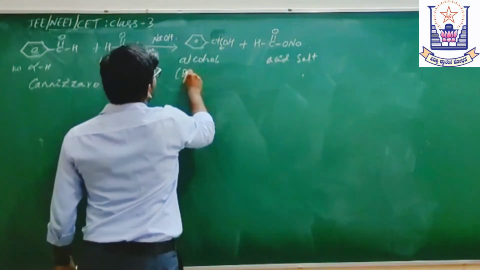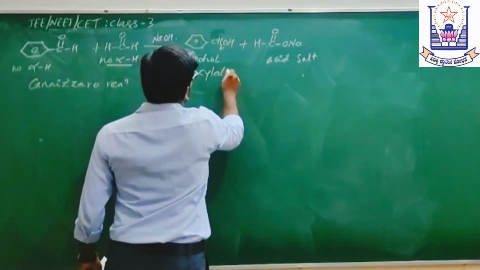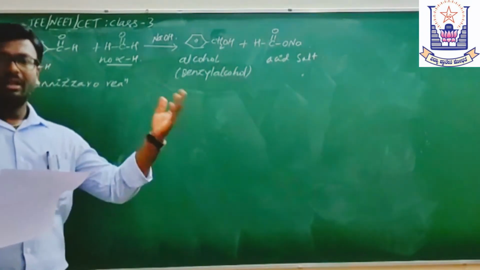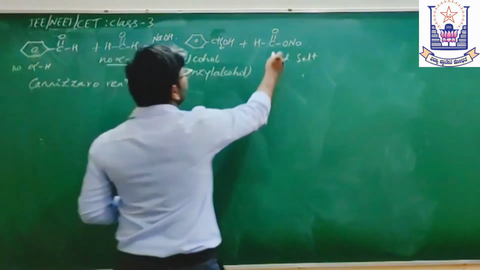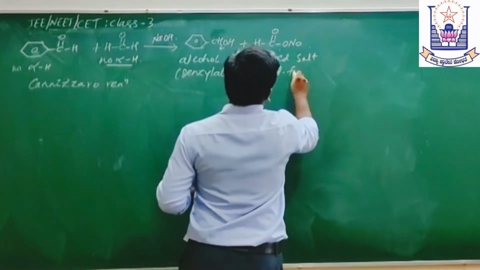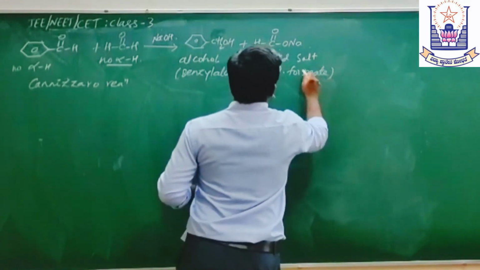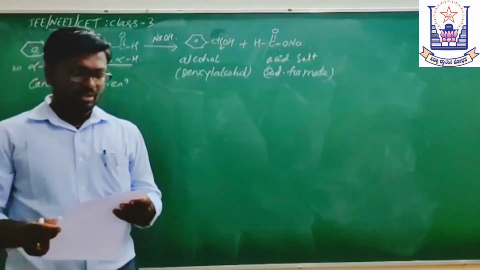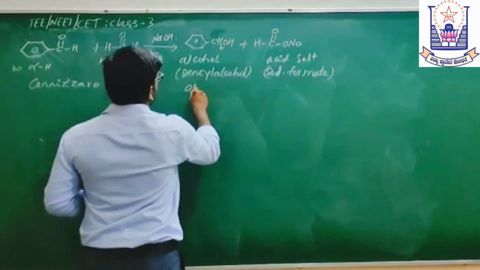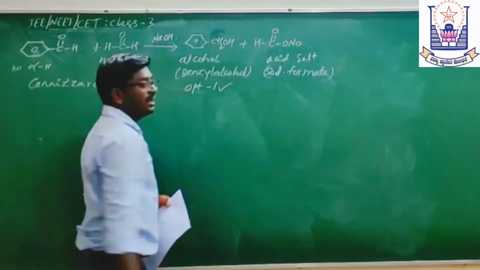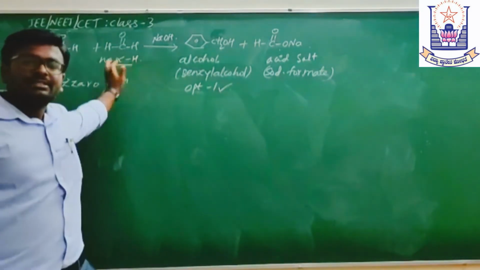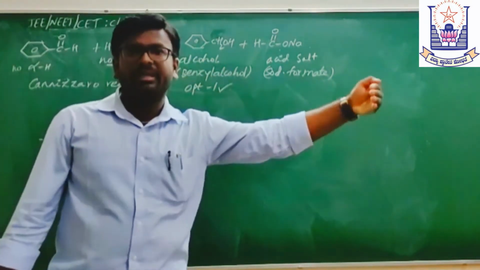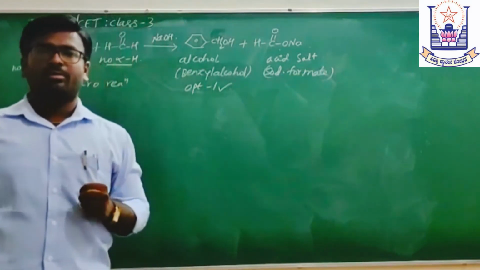So what is the name of this compound? Benzyl alcohol. Now, what are the products? Benzyl alcohol and sodium formate. So now choose the correct option. Option 1 is the correct answer. So in this case, a Cannizzaro reaction is taking place. The products will be an alcohol and the salt of a carboxylic acid.